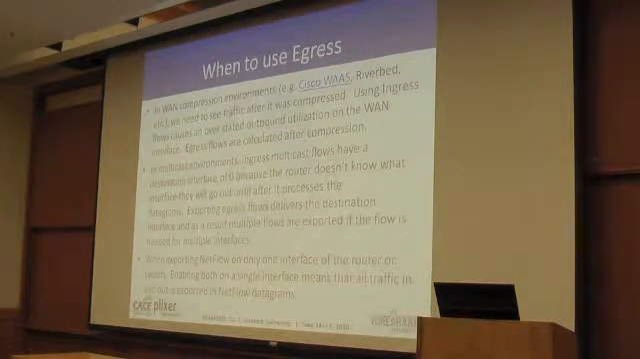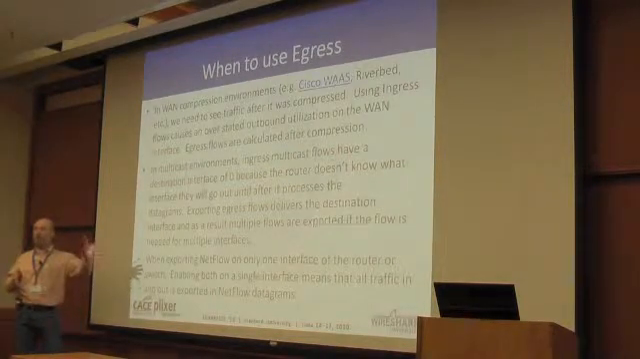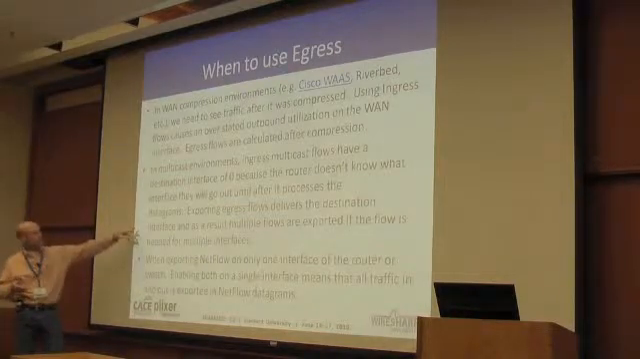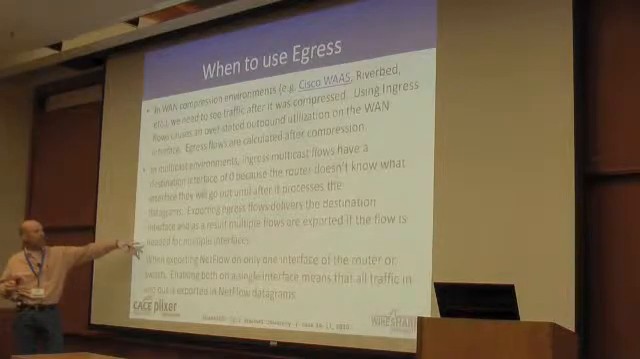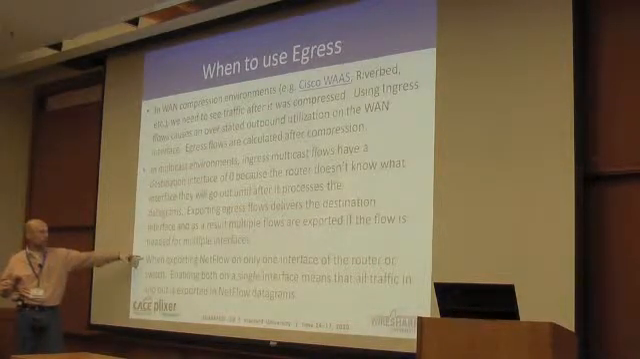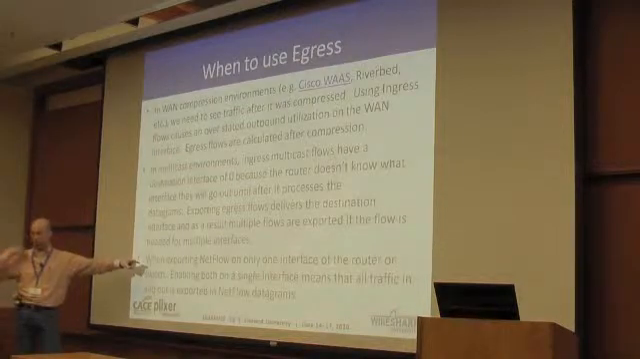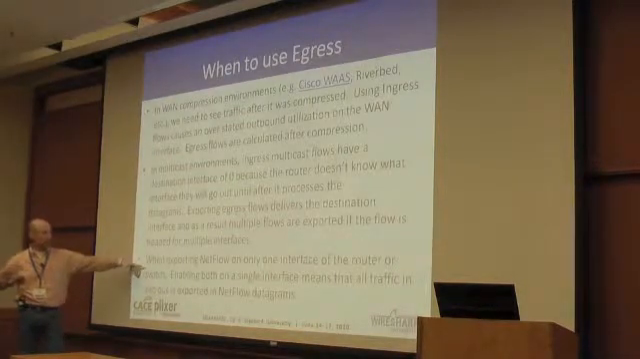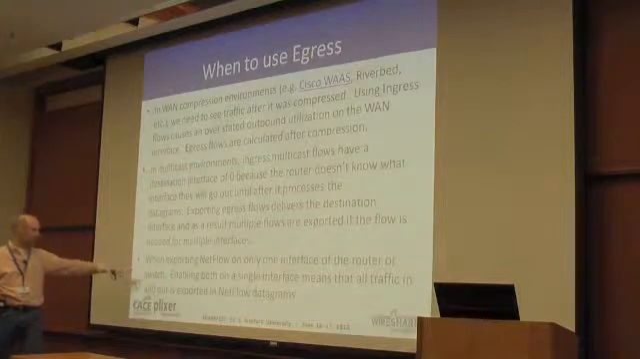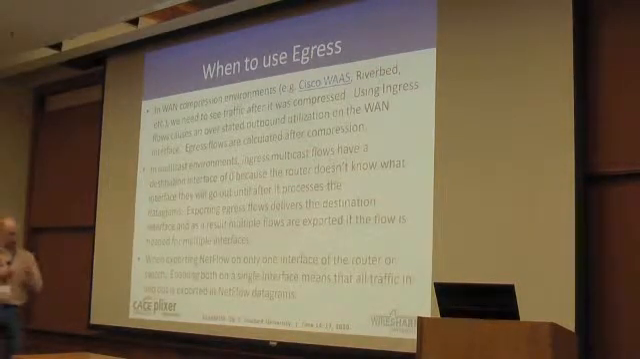You have to enable Netflow version 9, that way when the flow goes out, it will give you the destination interface. Exporting egress flows delivers the destination interface. As a result, multiple flows are exported if the flow is headed for multiple interfaces. So turning on egress when you're multicasting on the network is going to cause more flows, more work for the Netflow collector. When exporting Netflow on any one interface of a router or switch, enabling both on a single interface means that traffic in and out is being exported.